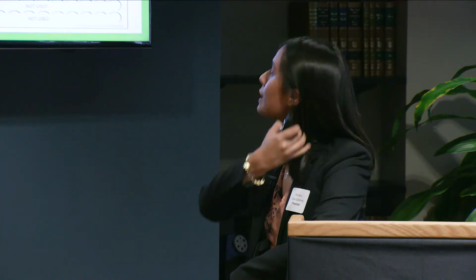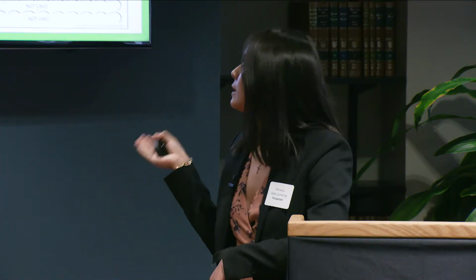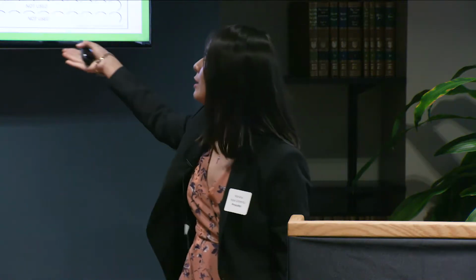Like it says there, each factor concentration was added in triplicate on the plate. That only means that for each factor, we take up 3 wells and then continue to the next factor. We use 2 types of assays for 2 different types of cells. For the melanoma assay, we use murine cells, which are just cells that come from a mouse. I don't want to bore you with so many details, but this is just how the plate ended up looking.